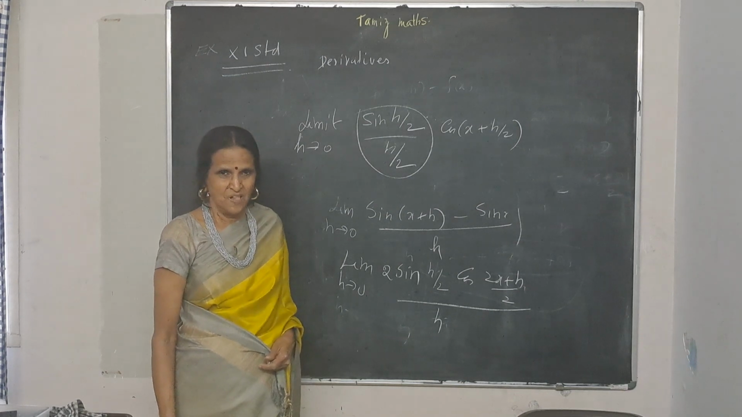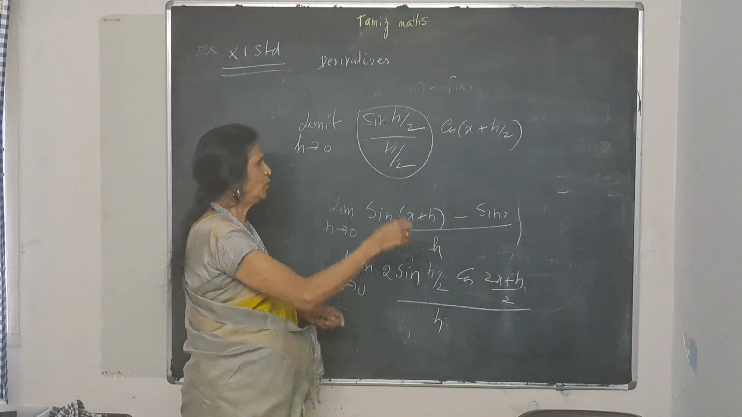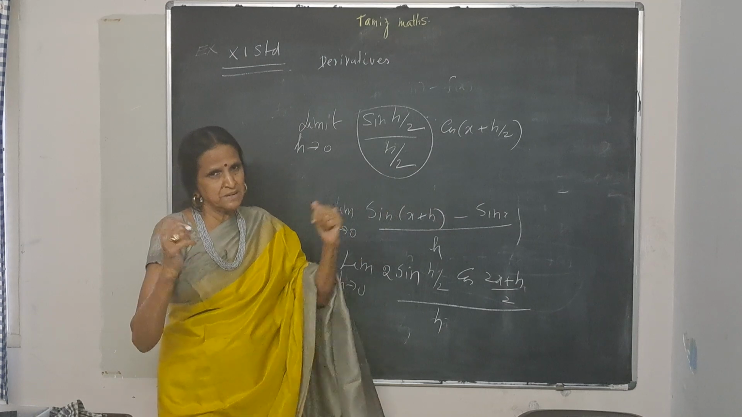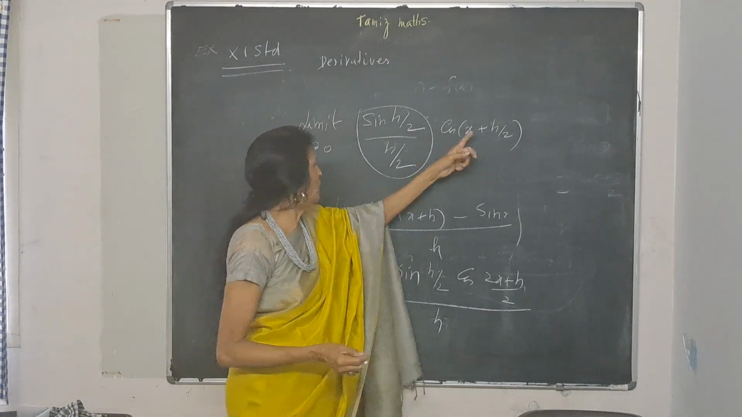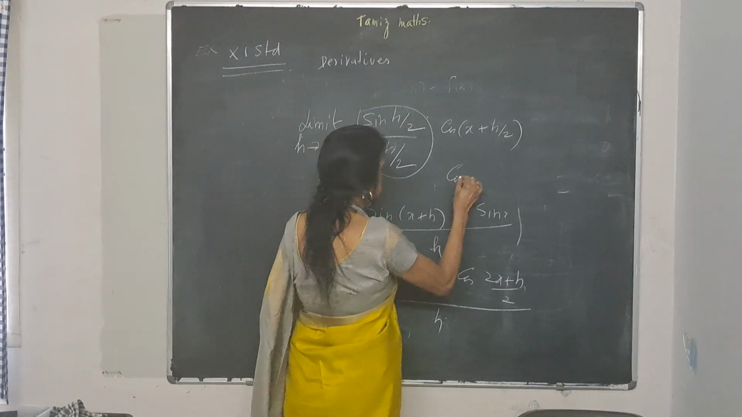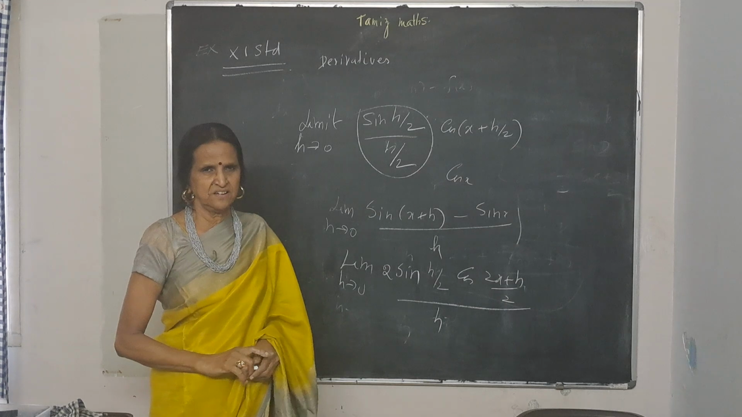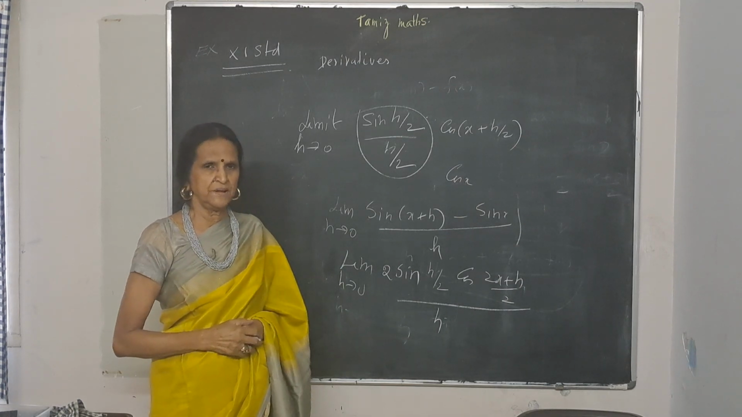What do I have here? The same thing should come here to make the limit 1. So this limit will be 1 and h is 0. So what will be the limit? Cos x. So d by dx of sin x will be cos x. The derivative of sin x will be cos x.